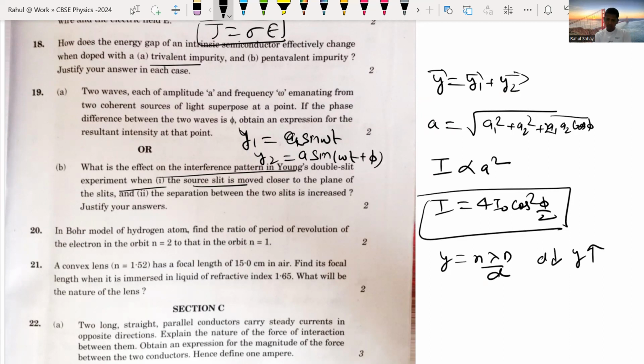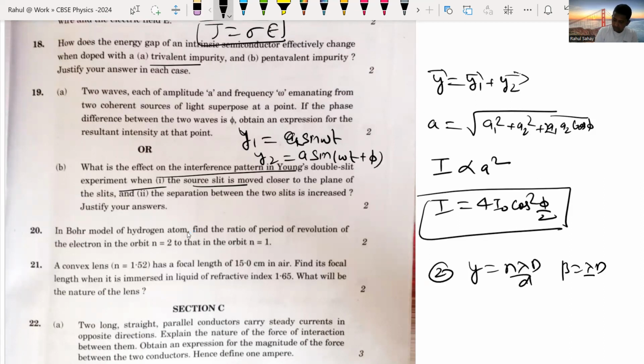And second, when the separation between the two slits is increased, so second part they're saying d is increased. This is the second part. So if d is increased, y is equal to what? n lambda D by d. And beta is lambda D by d. So if d is increased, fringe width will what? Decrease.